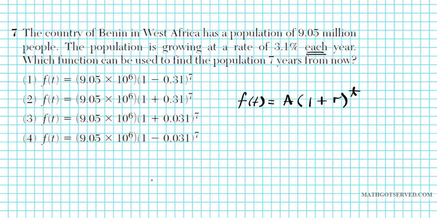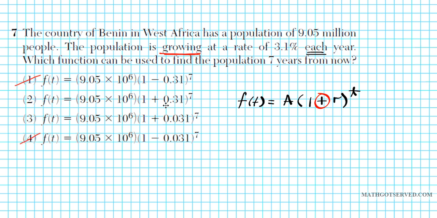Now, how do we know that it is a growth situation? If you read the problem, it says the population is growing. One thing about the growth formula is that the sign here is plus. That indicates growth. If it were a decay situation, this sign would be a minus. So this fact alone can help us narrow down the options. Which of them has the rate being added to the 1? Options 2 and 3, so we eliminate 1 and 4.